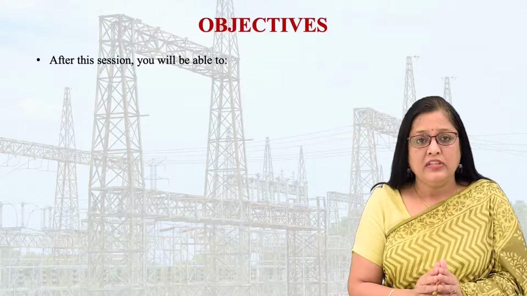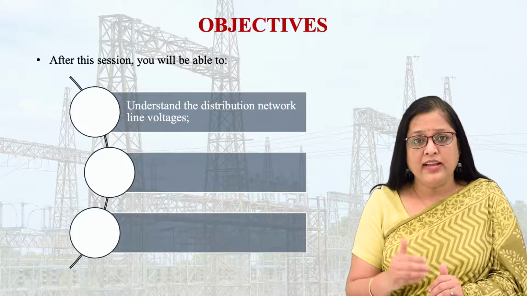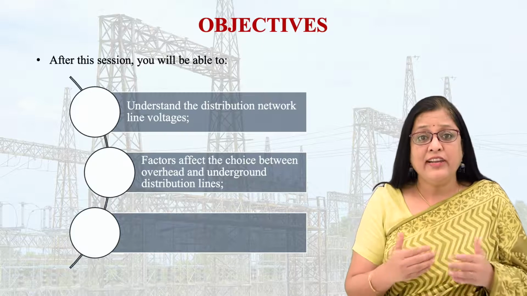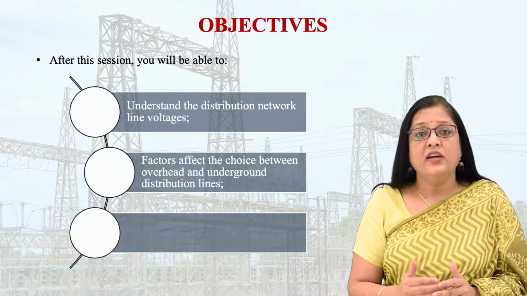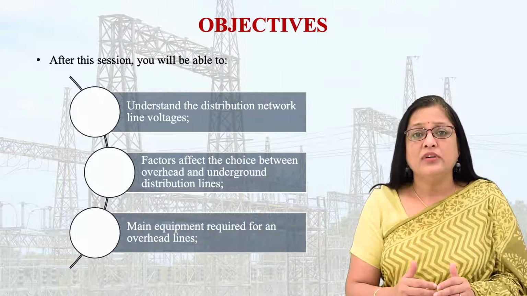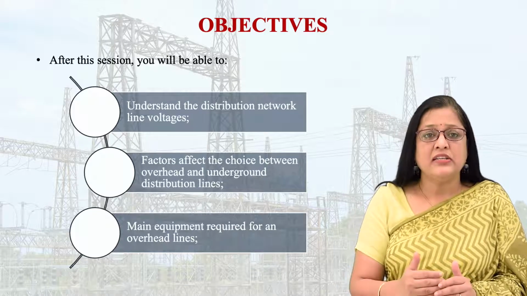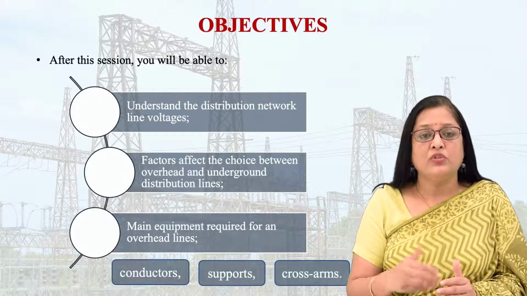So learners, in today's topic, we will see the different distribution line equipment. The basic objective of this session is to understand the distribution network line voltages, the factors that affect the choice between the overhead and underground distribution lines. You will see what are the main equipment required for overhead lines, and we will discuss the conductors, supports, cross arms and other electrical equipment in detail.